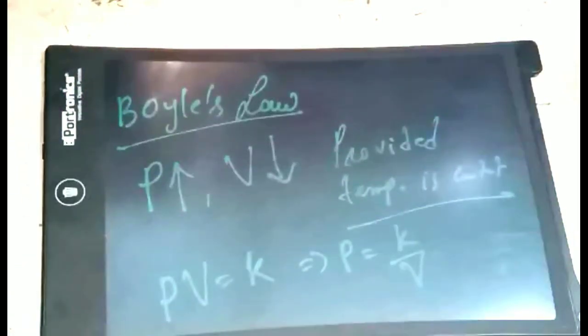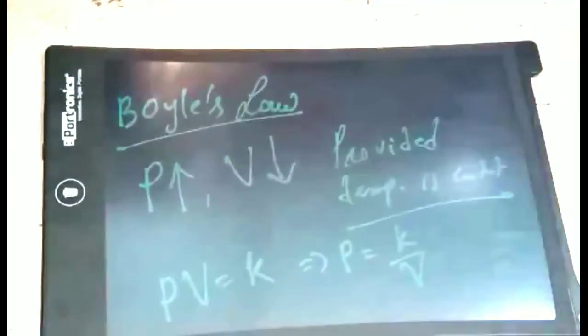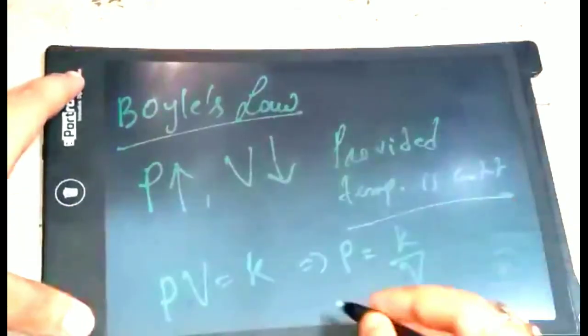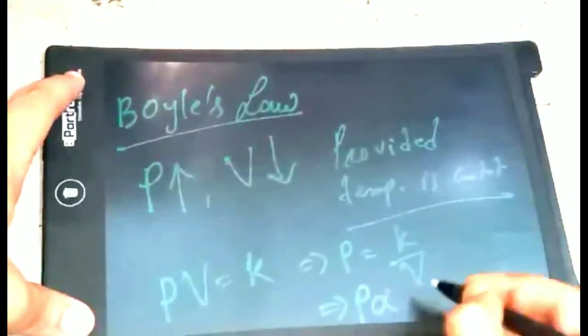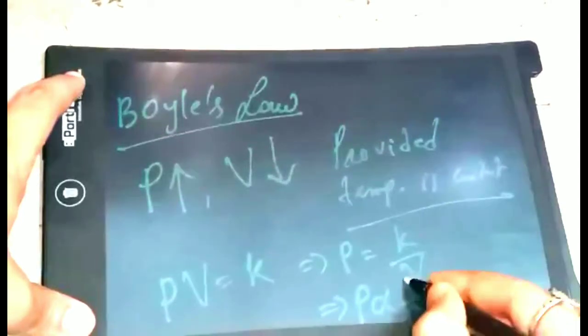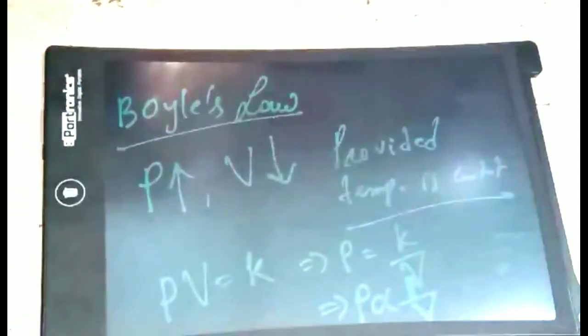Now, in the previous case, when we were discussing direct variation, I said that when we remove the proportionality sign, we introduce a constant. And the reverse is also true. When we remove the constant, we get the proportionality sign. So from this we can write P inversely proportional to V. This is how we write P inversely proportional to V.